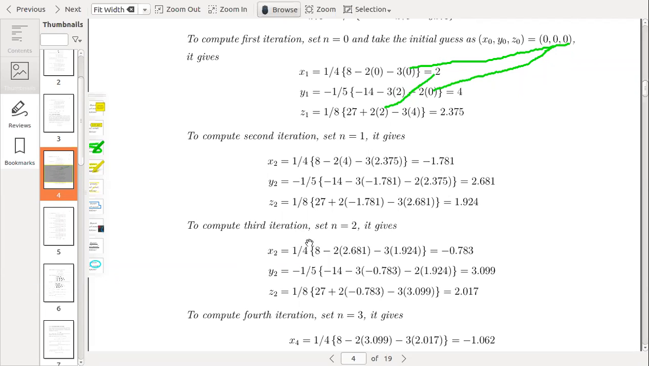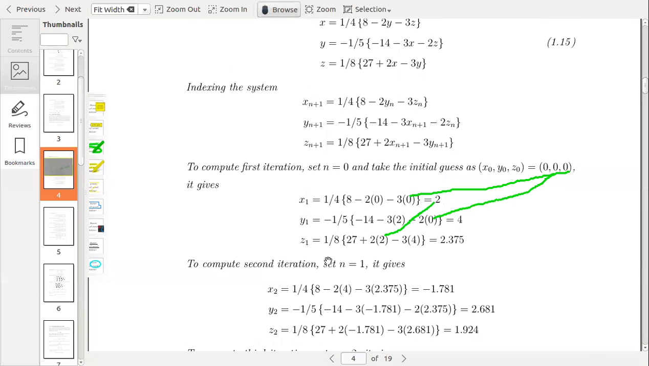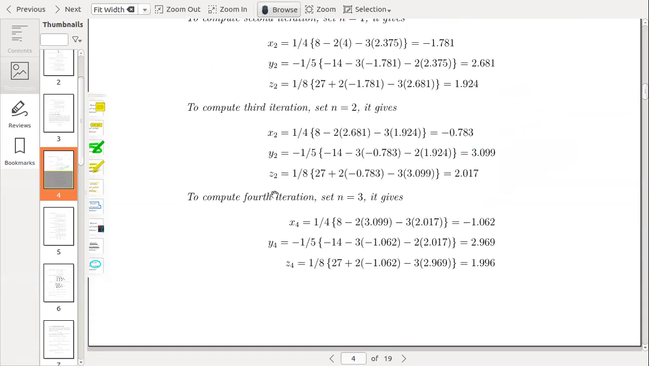To compute the third iteration, set n is equal to 2, it gives this. For the third iteration, you need to change this n with 2 and you will get this third iteration. Here it should be x3, y3 and z3. So there is a small mistake. It should be x3, y3 and z3. So then we will replace the values accordingly.